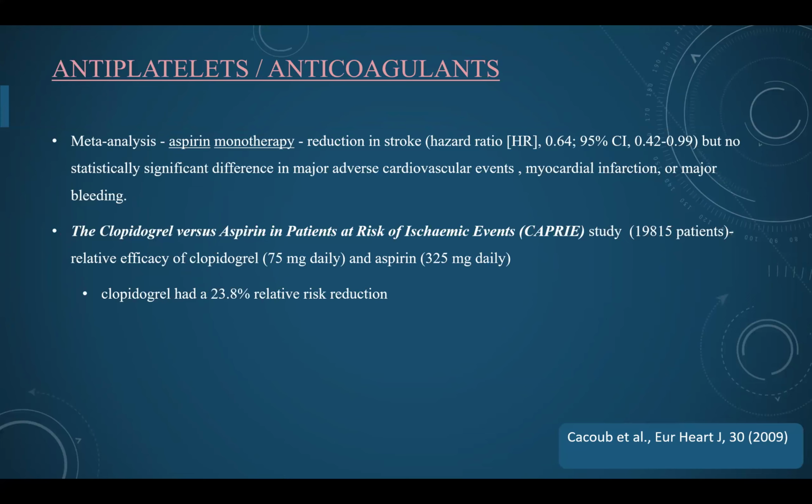Coming to use of antiplatelets and anticoagulants, a meta-analysis showed that use of aspirin as a monotherapy showed a reduction in stroke, but there was no statistically significant difference in major adverse cardiovascular events. In another study, CAPRIE, which compared the relative efficacy of clopidogrel 75 mg and aspirin 325 mg, clopidogrel had a 23.8% relative risk reduction when compared to aspirin.